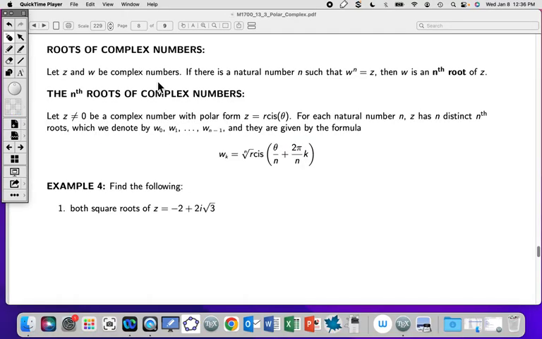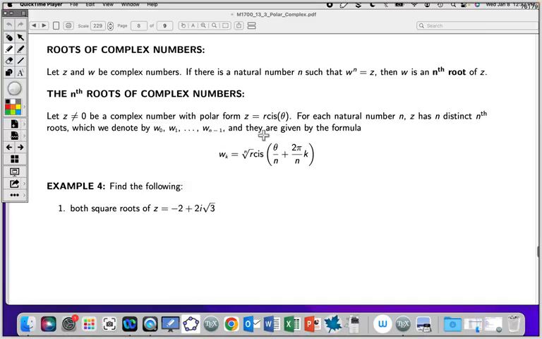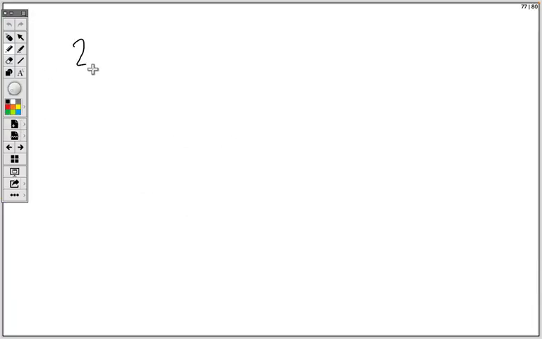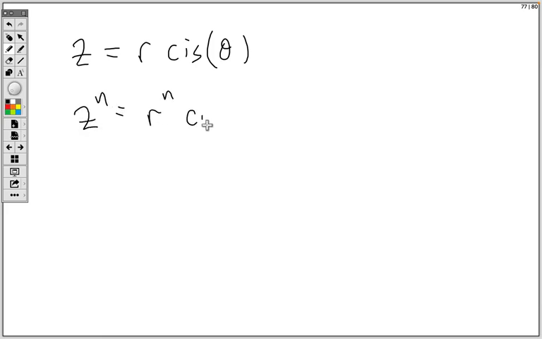You can get the roots of complex numbers this way, and the same sort of thing is going to happen. Okay? So think of this as De Moivre's theorem in reverse. De Moivre's theorem says if z is r cis theta, then z to the n is r to the n cis n theta. You take the modulus to the nth power and you multiply the argument by n. So if you want an nth root, then you would do the opposite.